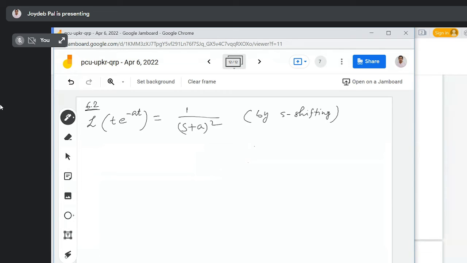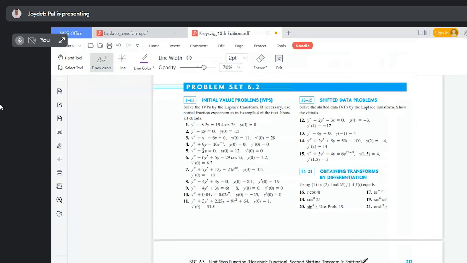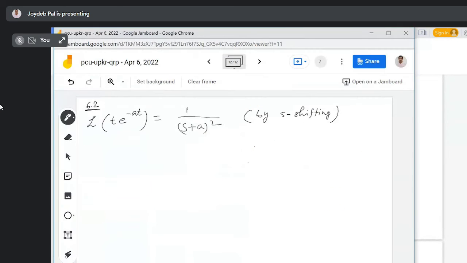Now they have given this function in this chapter, t e to the power minus at. Actually, they are asking you to use that differentiation formula. So, can we use the differentiation formula to get the Laplace transform of it? देखो कैसे हो रहा है.